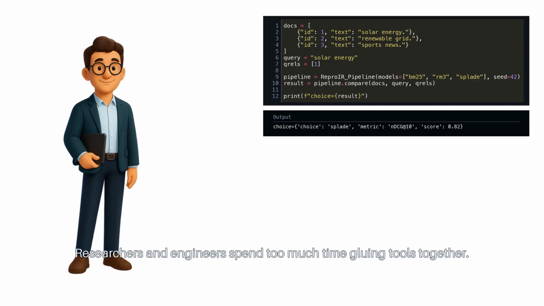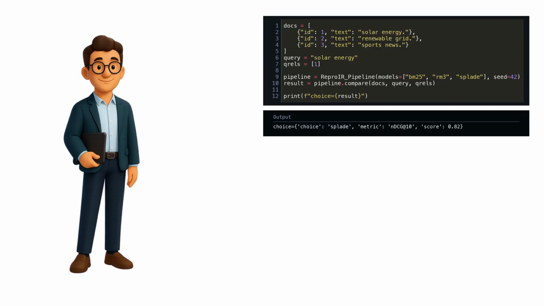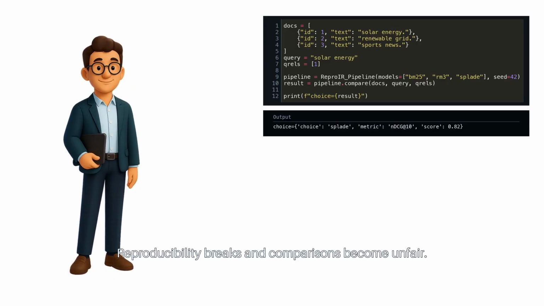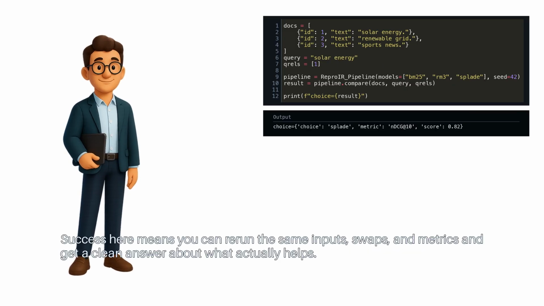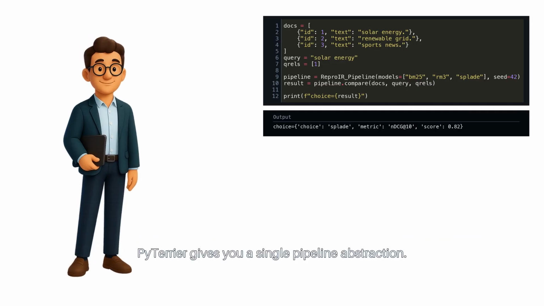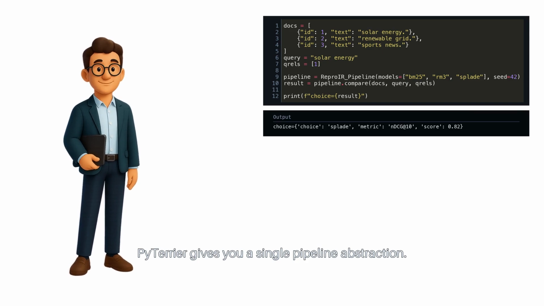Researchers and engineers spend too much time gluing tools together. One script builds an index, another runs a baseline, a third wraps a neural model. Reproducibility breaks, and comparisons become unfair. Success here means you can rerun the same inputs, swaps, and metrics and get a clean answer about what actually helps. PyTerrier gives you a single pipeline abstraction.